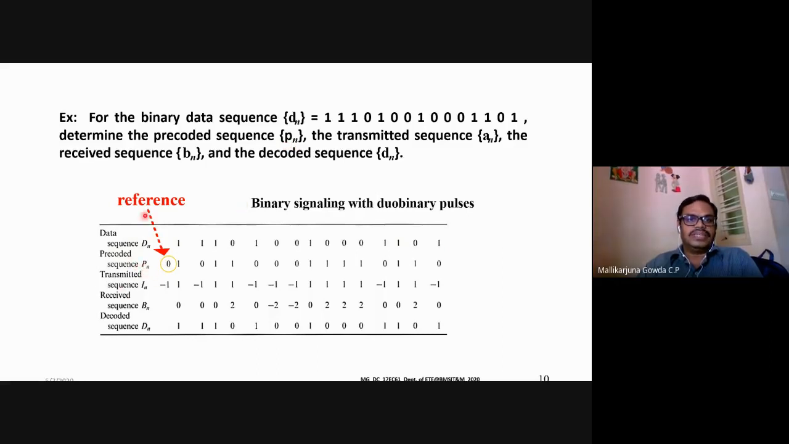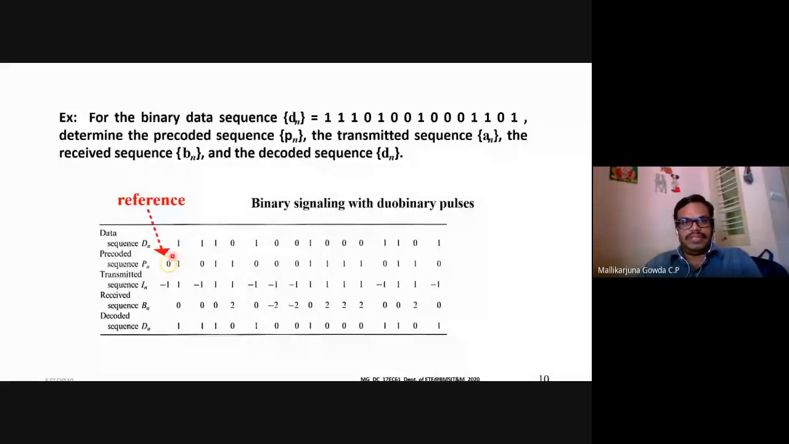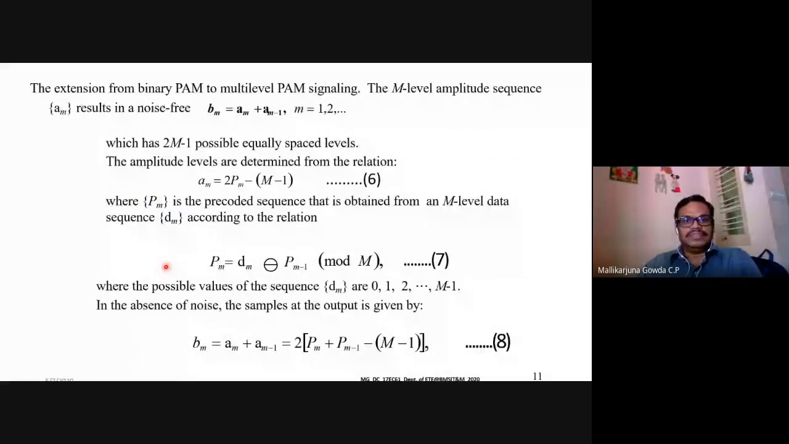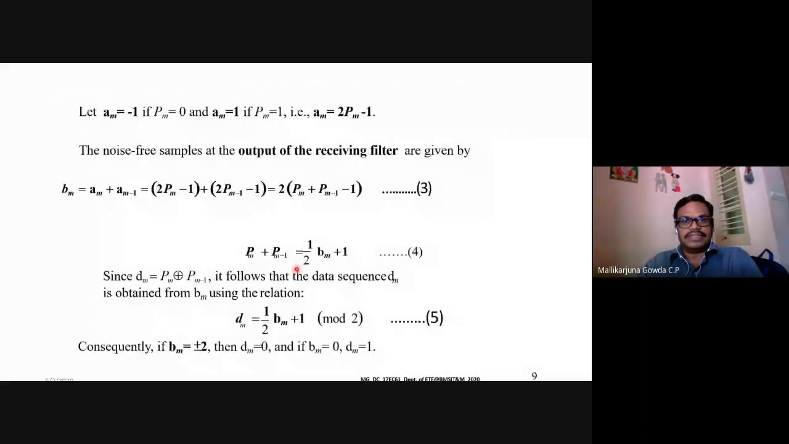P suffix N. So here I am considering first the initial bit as 0. Okay, initial bit as 0. Then how do I find the pre-coded sequence? It is the XOR of the present data sequence and the previous Pm. I hope you are familiar with that equation, no? Pm equals Dm, this is the modulo 2 subtraction, Pm minus 1, right? Yes, sir. I think, yeah, it is there. Okay, yeah.